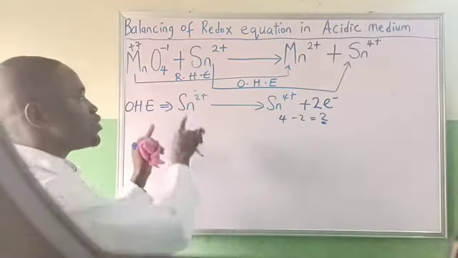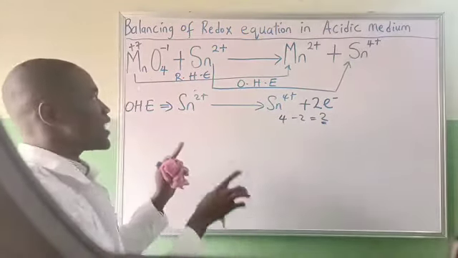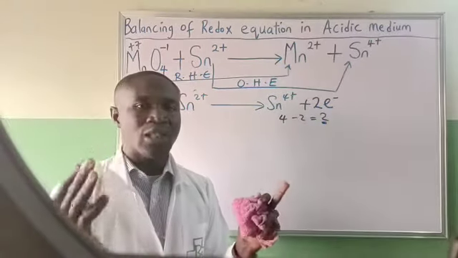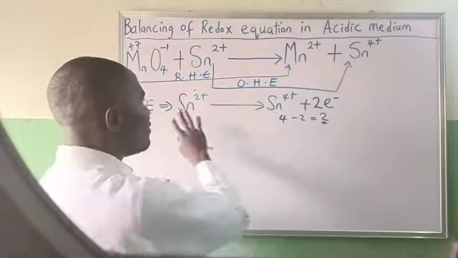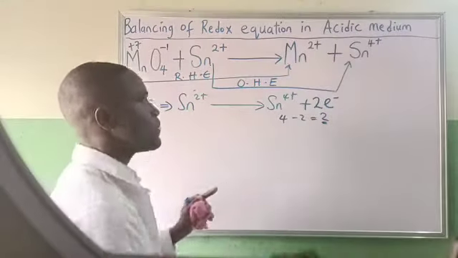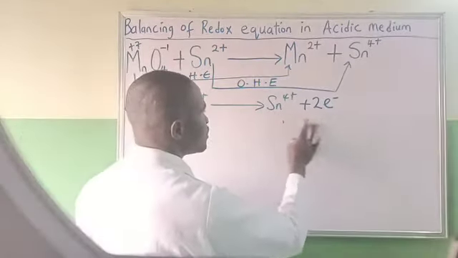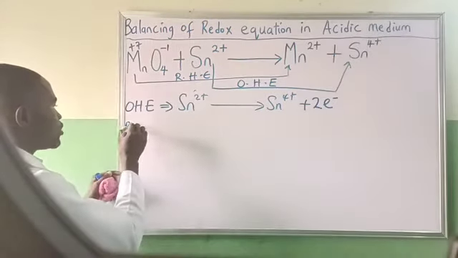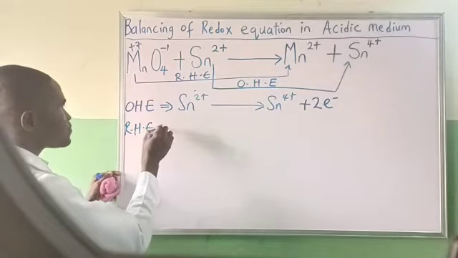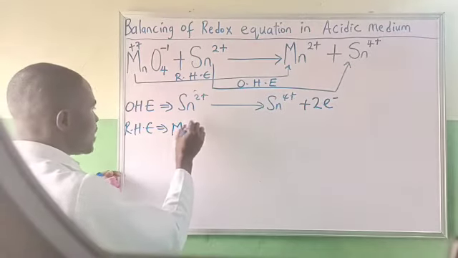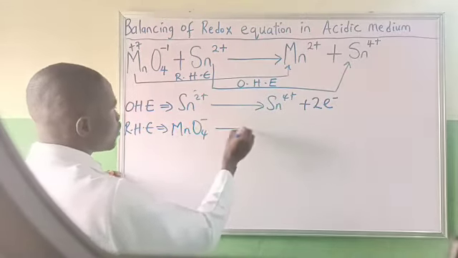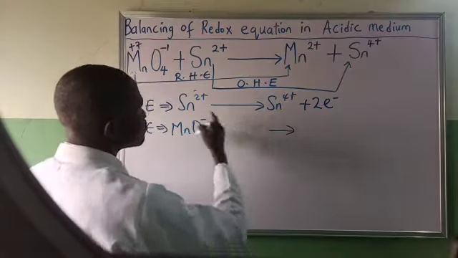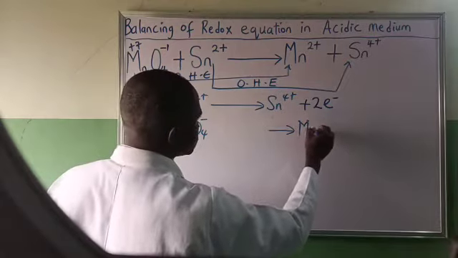Now, that means when you see something like this without oxygen in it, you are not using hydrogen and water to do the balancing. You only balance it in a normal way. Now, let's go to the next equation, that is this reduction half equation. We say that is MnO4 to give you Mn2+.